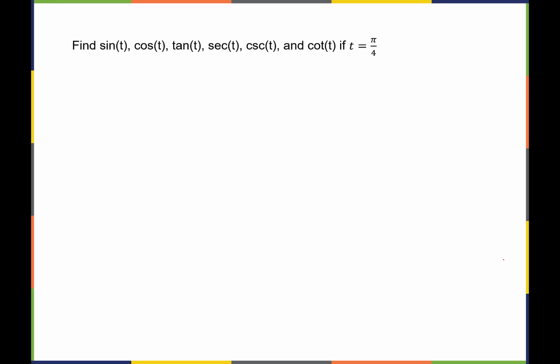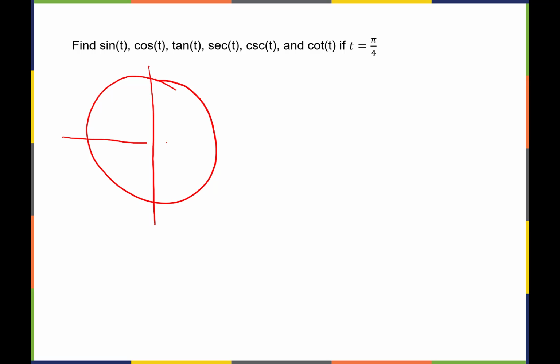Now, one more example. We're going to do the same thing that we just did. We're going to find all the trig functions at the angle t equals pi over 4. If I make my picture of my unit circle, here's my y-axis, here's my x-axis, and I sweep open pi over 4, which is also equivalent to 45 degrees. If you look at your unit circle that I posted online, you'll see all those values on there. So I'm looking for this point right here to use that to find all my trig functions.